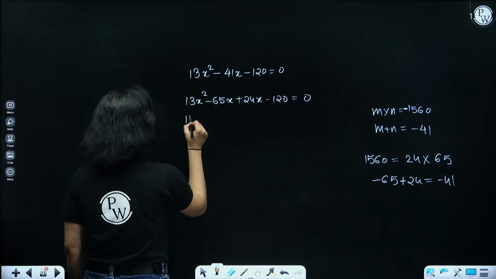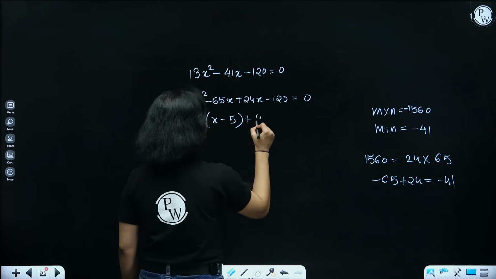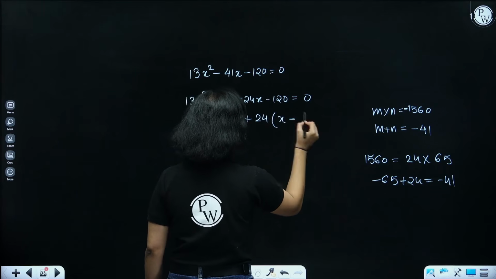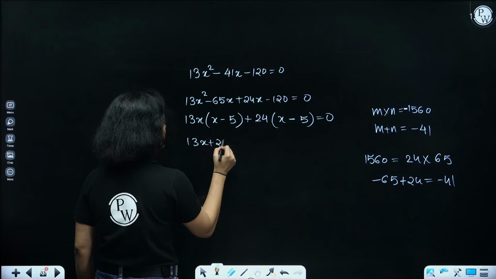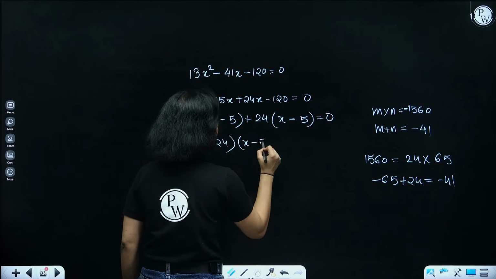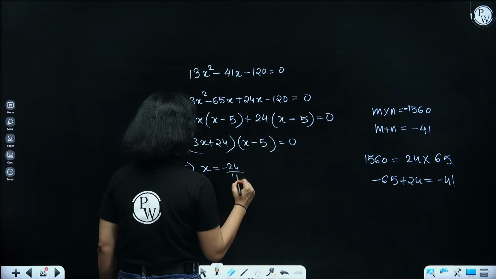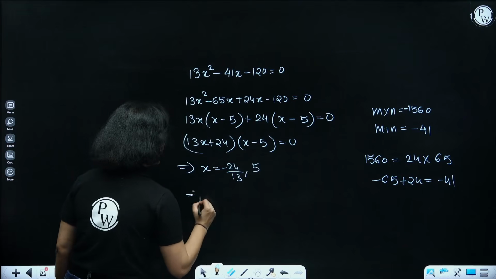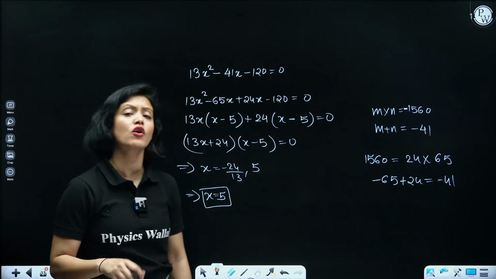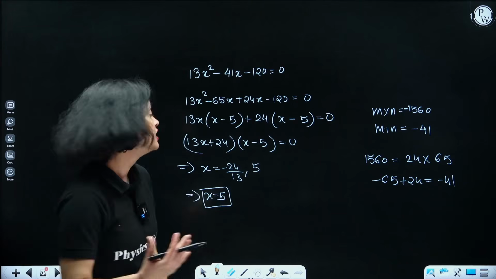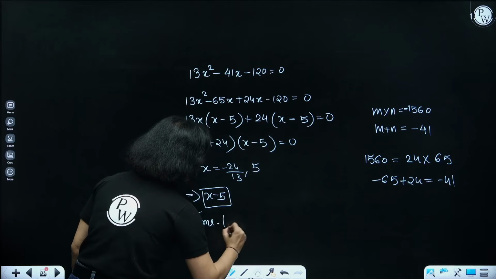Right? So I'll take 13x common. Here I'll have (x - 5), plus here I'll take 24 common, so here I'll have (x - 5) again. Now I have (13x + 24) in one bracket and (x - 5) in another bracket equal to 0. So from here the value of x would come out to be negative 24/13 and 5. So clearly only x = 5 is feasible, right? x = -24/13 is not feasible because we are talking about the time taken by a tap to fill the tank, right? So what are the times? Time taken by both taps.